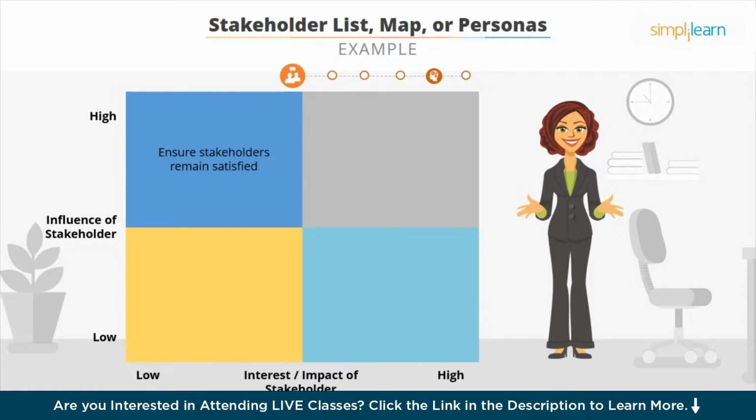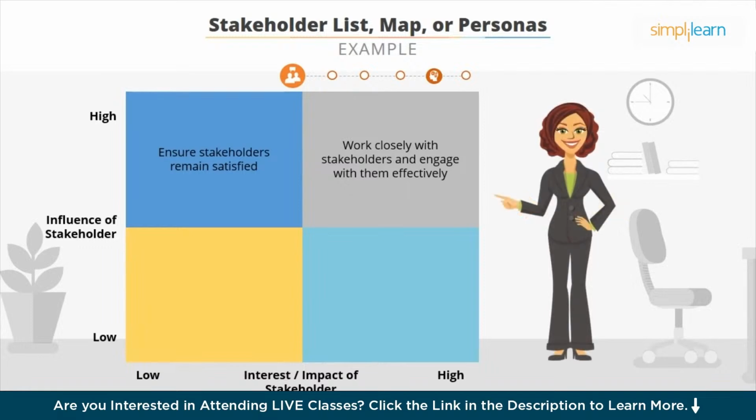Second quadrant is high influence and high interest or impact. Since the stakeholder is highly influential and highly interested in the initiative, the business analyst needs to work closely with the stakeholder and engage effectively. Third quadrant is low influence and high interest or impact. Since the stakeholder is less influential and highly interested in the initiative, the business analyst needs to keep them informed, and the stakeholder is likely to be very concerned because of their interest or impact in the initiative.